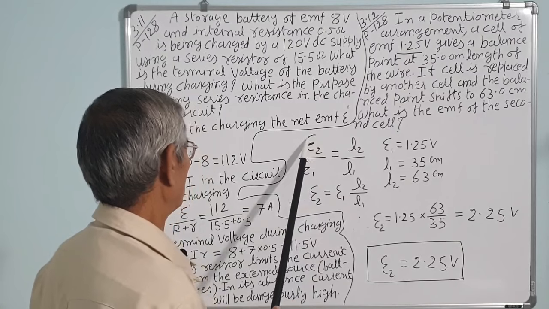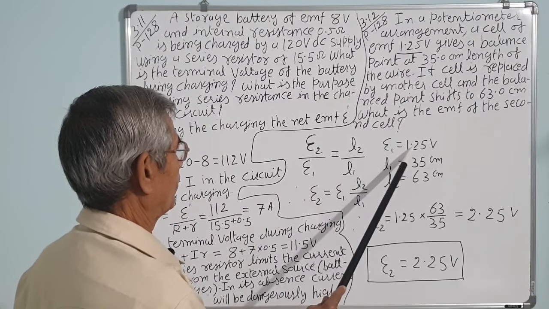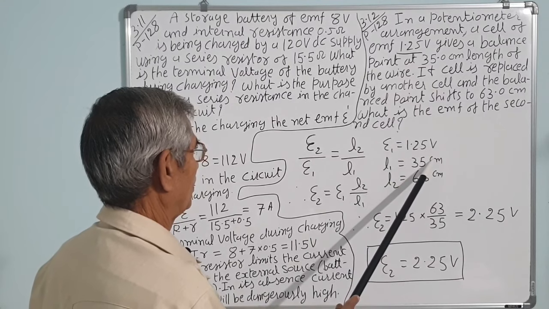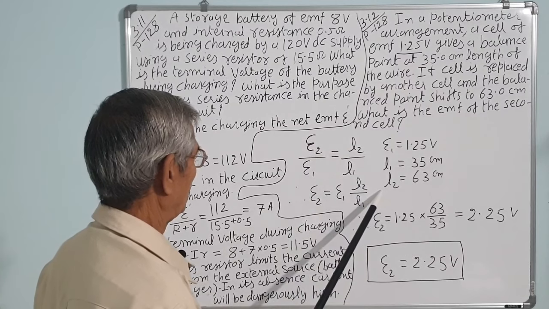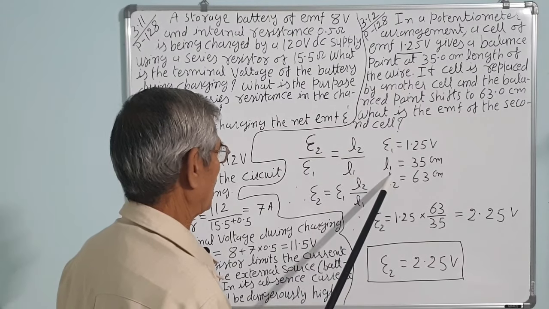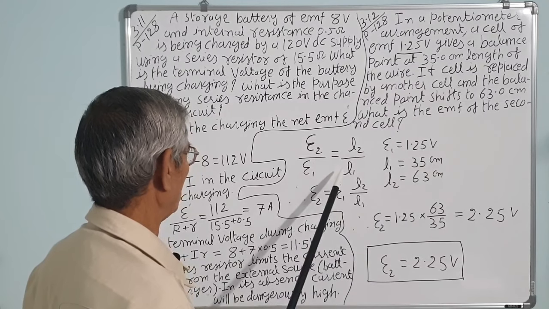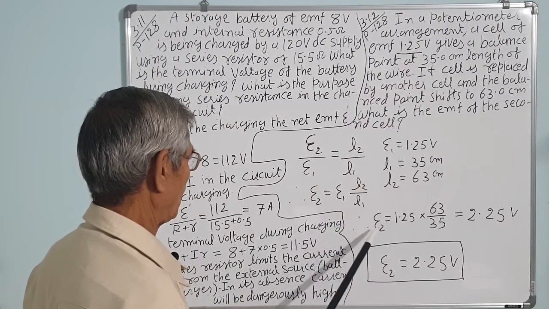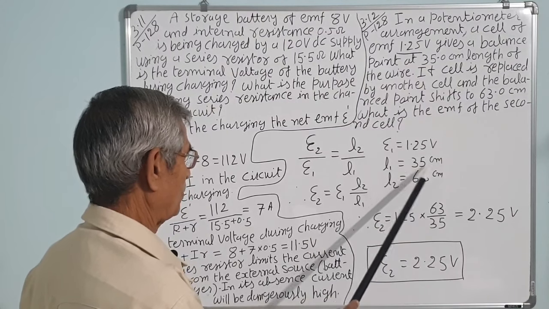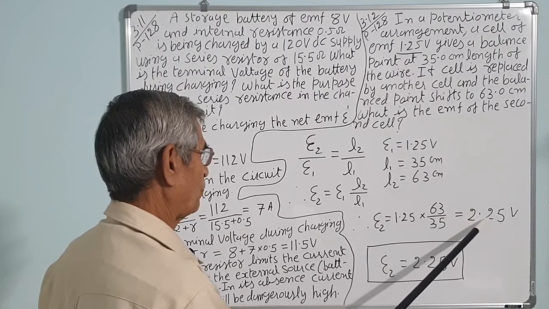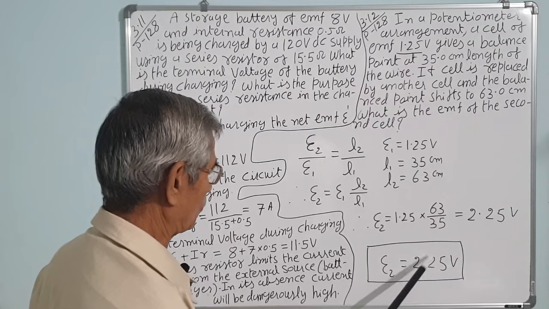We know from the potentiometer condition E2 upon E1 is equal to L2 upon L1. So E1 is 1.25, L1 is 35 centimeter and L2, when the second cell of EMF E2 is connected, the balance point L2 is 63 centimeter. So E2 is equal to E1 into L2 upon L1. E2 is equal to 1.25 into 63 upon 35, that is equal to 2.25 volt. So the EMF of the second cell, E2, is equal to 2.25 volt.